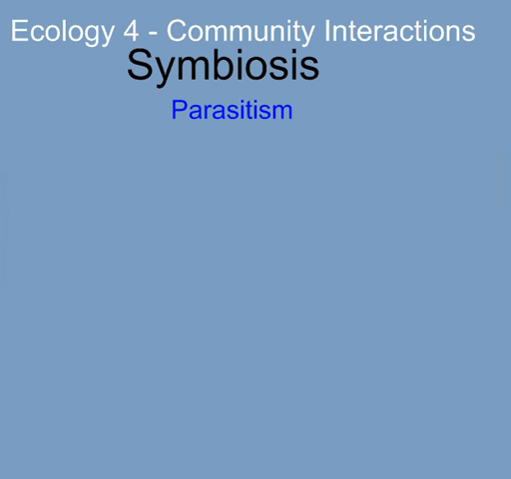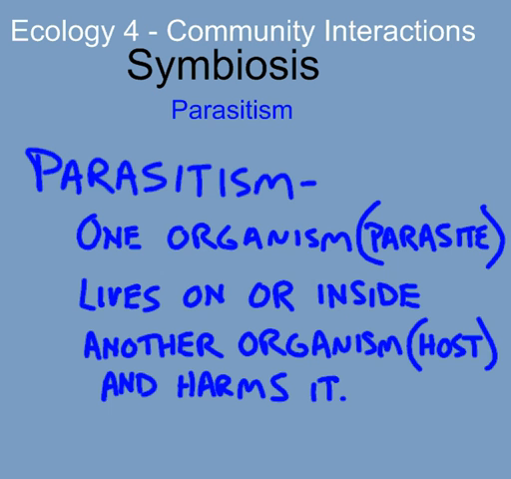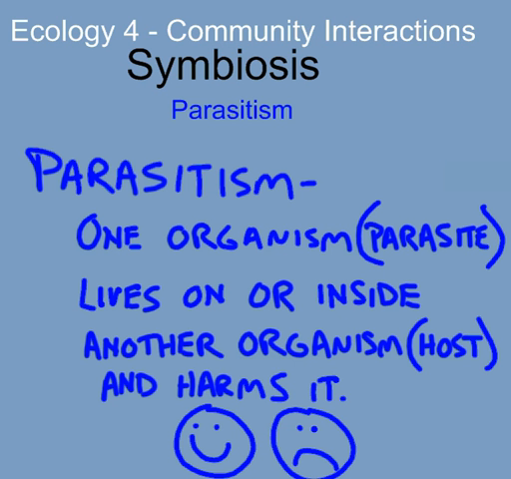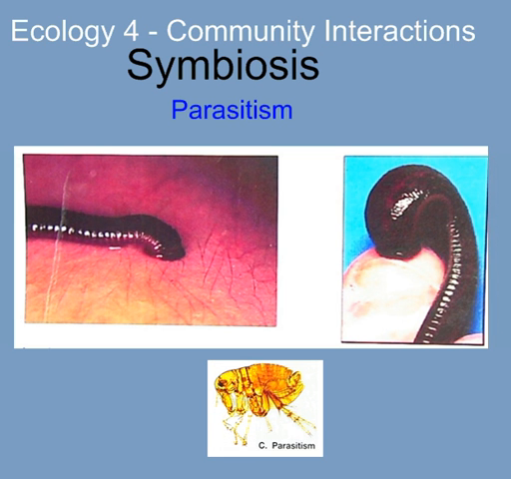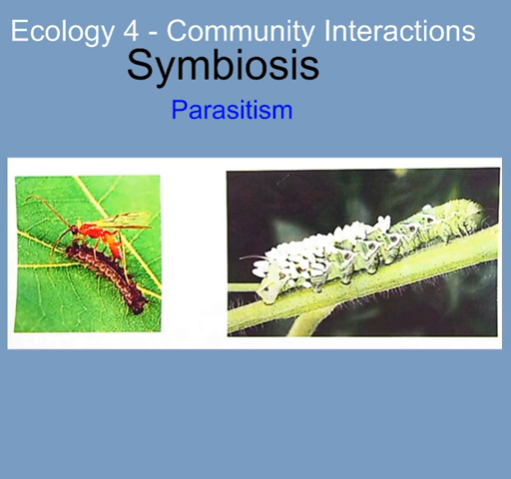And the last relationship is parasitism. This is where one organism, the parasite, lives on or inside another organism, the host, and harms it. It's harming it because it's sucking its blood or getting energy from the host. Parasite gets a benefit, the host gets harmed. Leeches, mosquitoes, and ticks are all blood-sucking parasites. Fleas are as well.